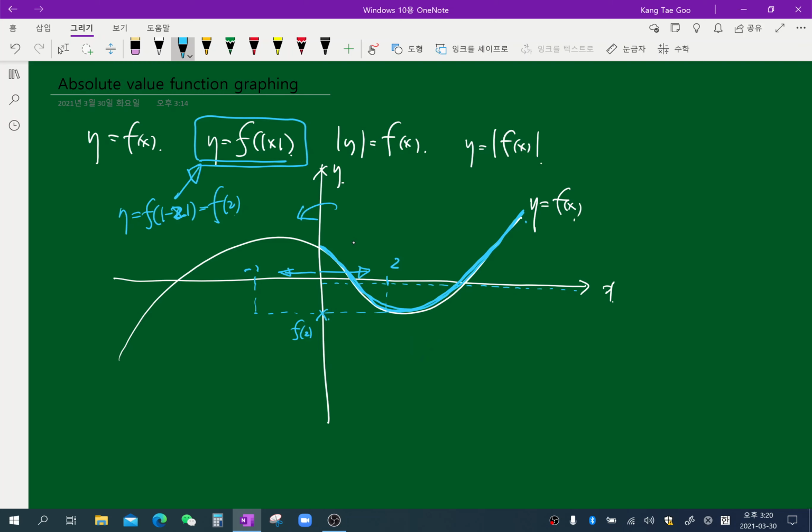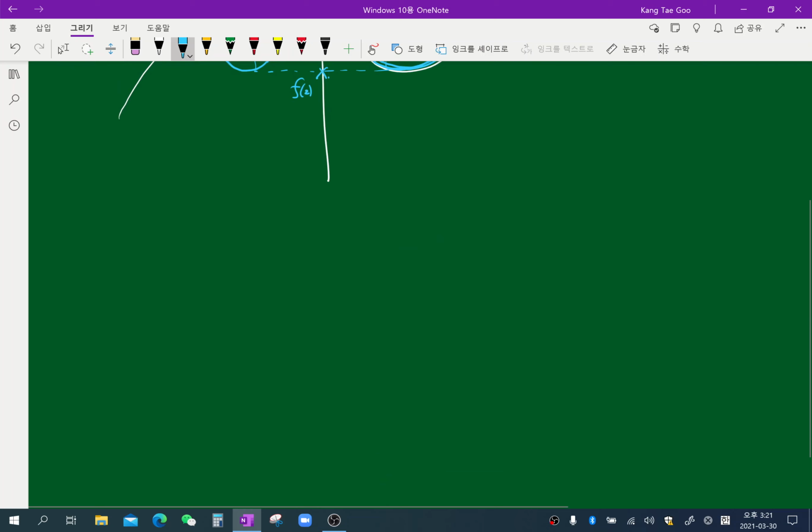So we just copy, symmetrically copy. It should be something like this. This is the y = f(|x|) graph. It's so simple, right? If you put the absolute value sign on the x, then you draw the positive side of the original function, and then you just copy it to the negative side of the x. Understand?